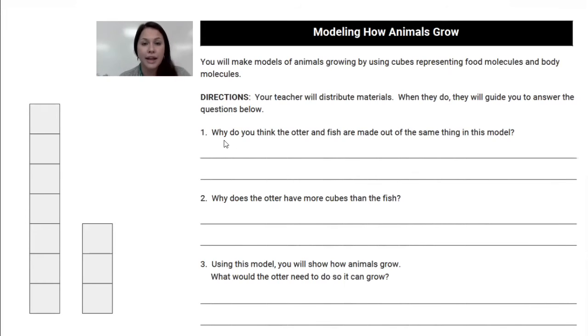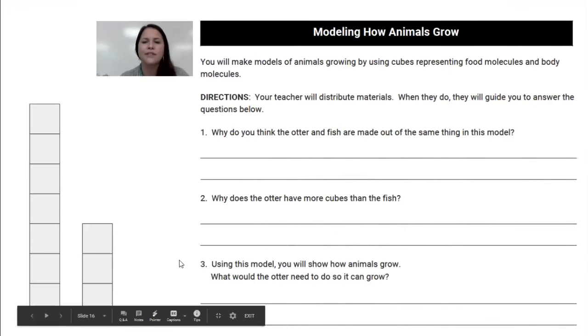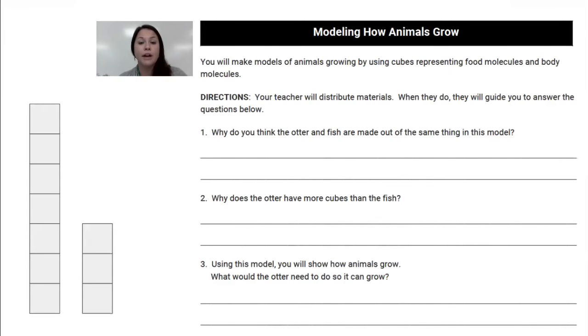So I want you thinking, why do you think the otter and fish are made out of the same thing in this model? Why does the otter have more cubes than the fish? And using this model will show how animals grow. What would the otter need to do so it can grow? So let's talk about these questions real quick.